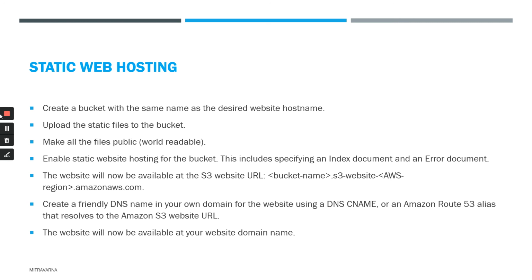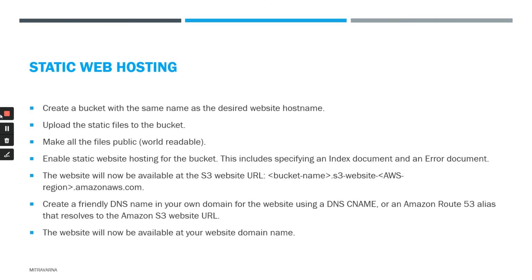First, you need to create a bucket with the same name as the desired website host name. Then upload the static files to the bucket. Make all the files public, that is, world readable. Enable static website hosting for the bucket. This includes specifying an index document and an error document. The website will now be available at the S3 website URL. The URL is bucket name dot s3 hyphen website hyphen AWS region dot amazonaws.com. This is how the URL will look.